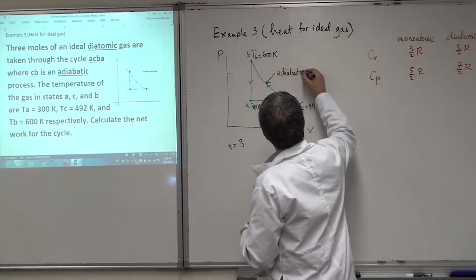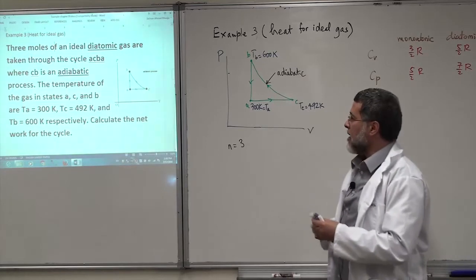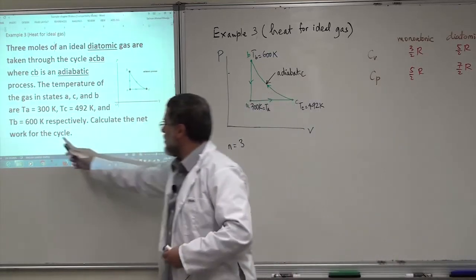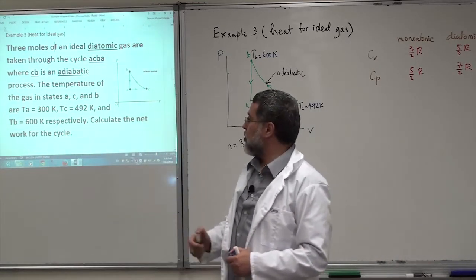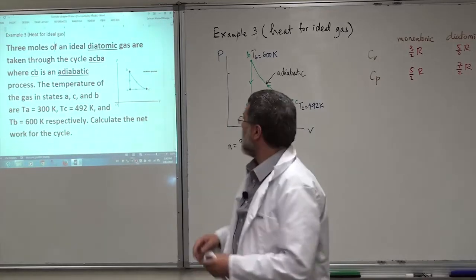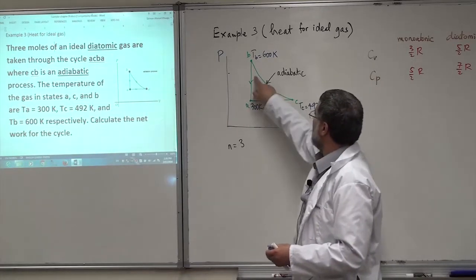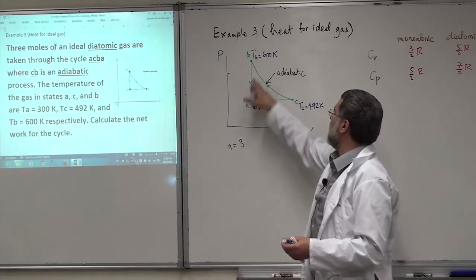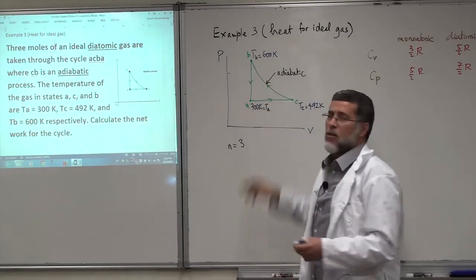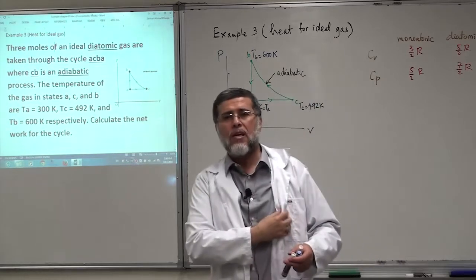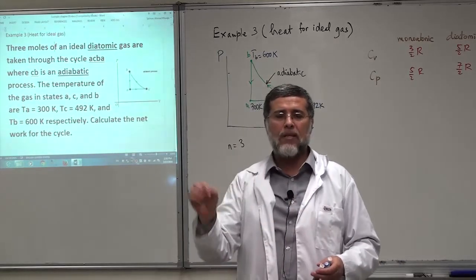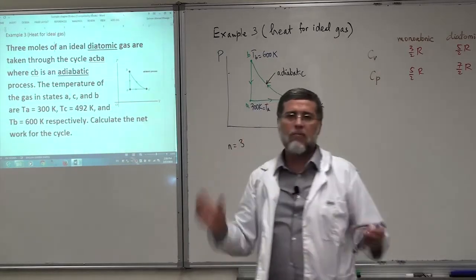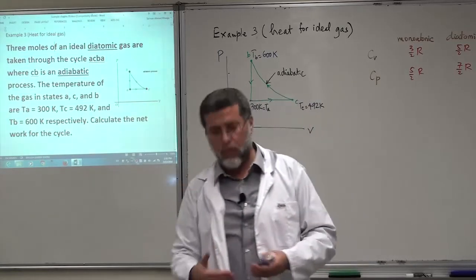Adiabatic process. So he's asking you about the net work done for the cycle, okay? So the work will be the area enclosed here. And if you remember from previous videos, when you have a counterclockwise cycle like this, the net work will be negative. So make sure that your work at the end has a minus sign. If it is positive, then there is a mistake, and you have to review your work, okay?